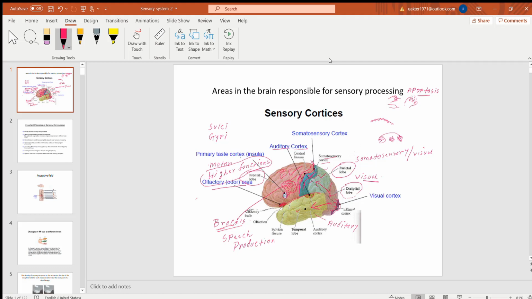Okay. Then if you look at the back, partly in the parietal and partly in the temporal lobe, there is an area here. This is also related to speech, but this is not speech production. This is more related to speech recognition.